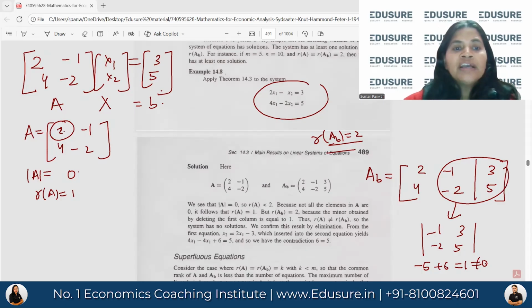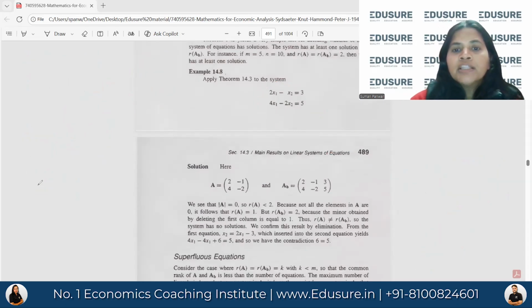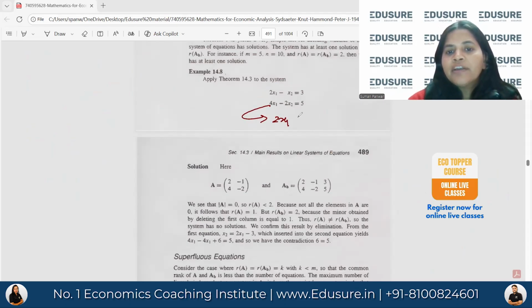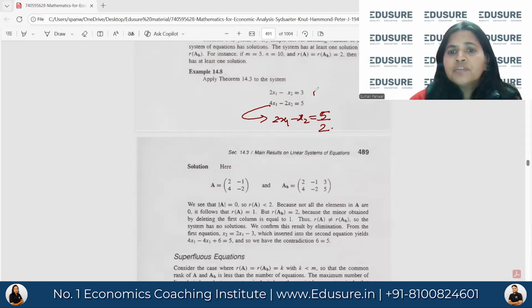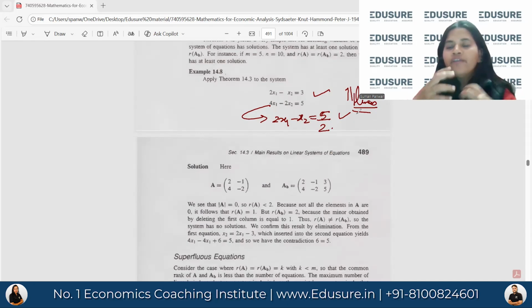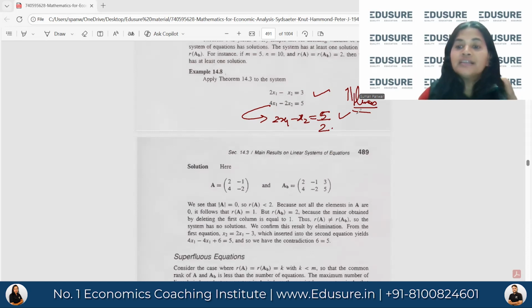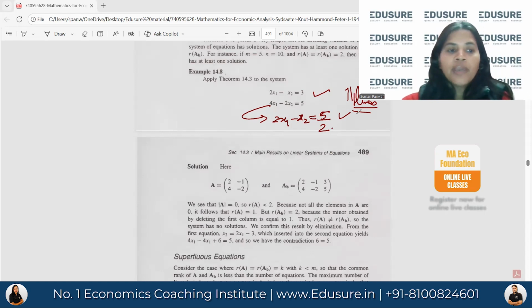Okay, and you can clearly see that in this particular situation, looking at the left hand sides, the second equation can be written as 2x1 minus x2 is equal to 5 upon 2. So these are two parallel lines. They have no solution. Okay, this is a 2 by 2 system. We can solve it in multiple ways. But if you have a bigger system of equations, the augmented matrix theorem will help you a lot. Okay.